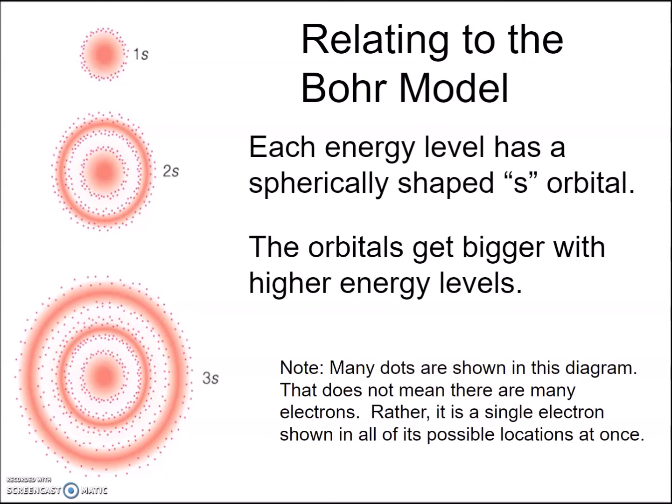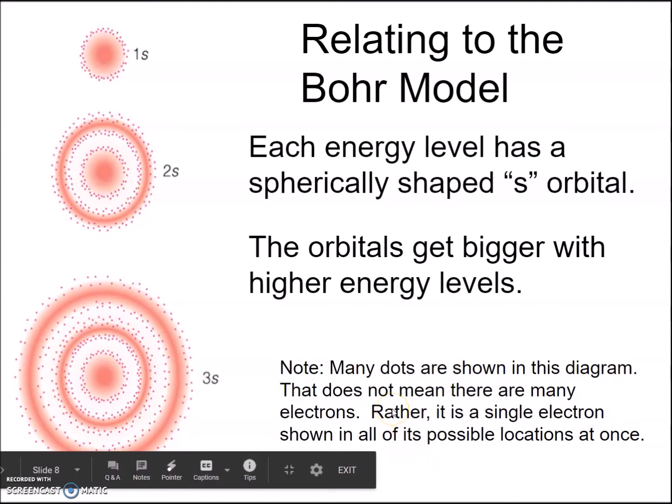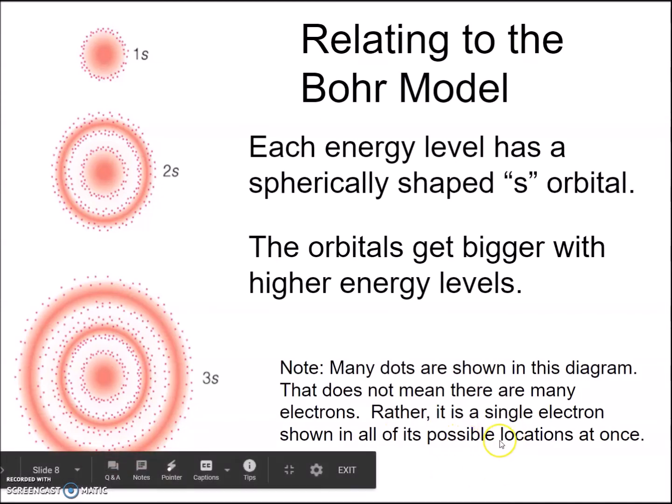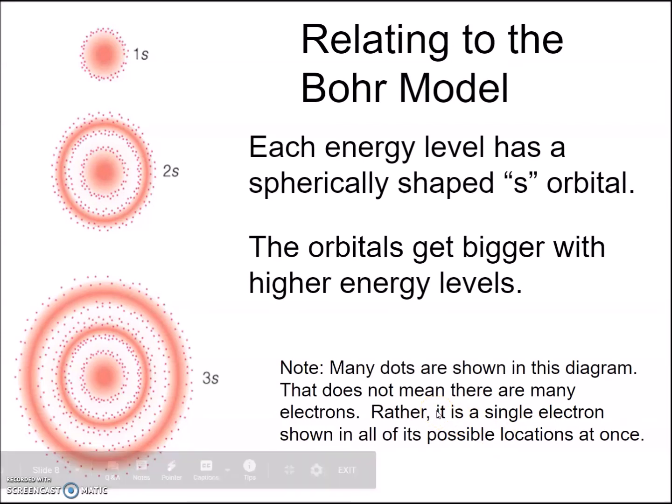One little note about these particular diagrams: if you take a look, you'll see lots and lots of dots, and you might think, oh, that means there's lots and lots of electrons. No, it's kind of like time-lapse photography with the firefly. We are showing all of the possible positions of a single electron all at once. That's why you see lots of dots. It's not that there's lots of electrons, it's that there's lots of potential positions. Okay.